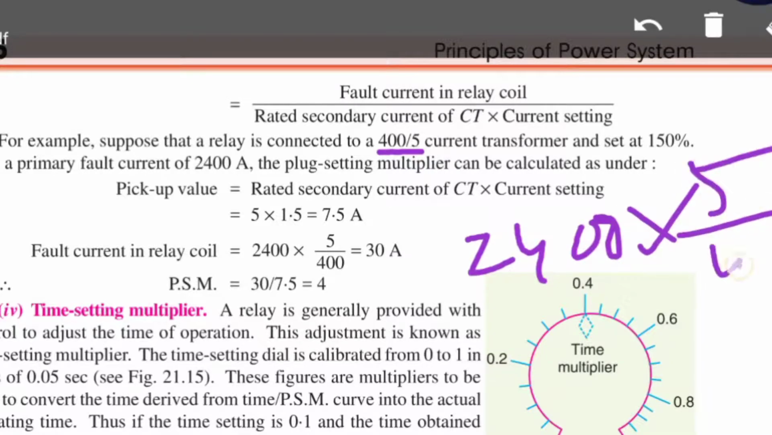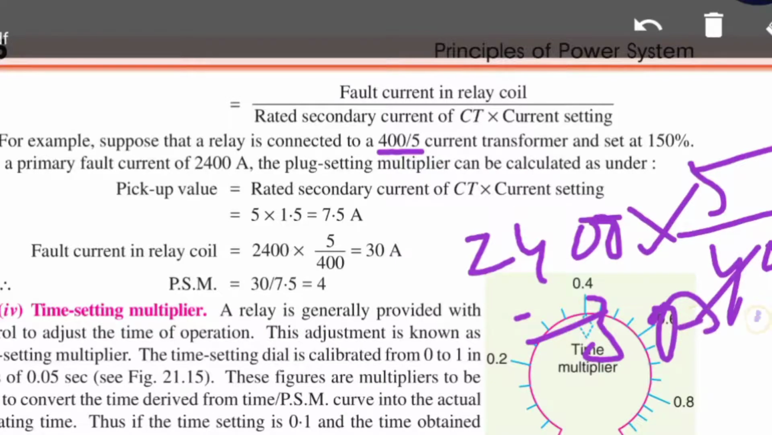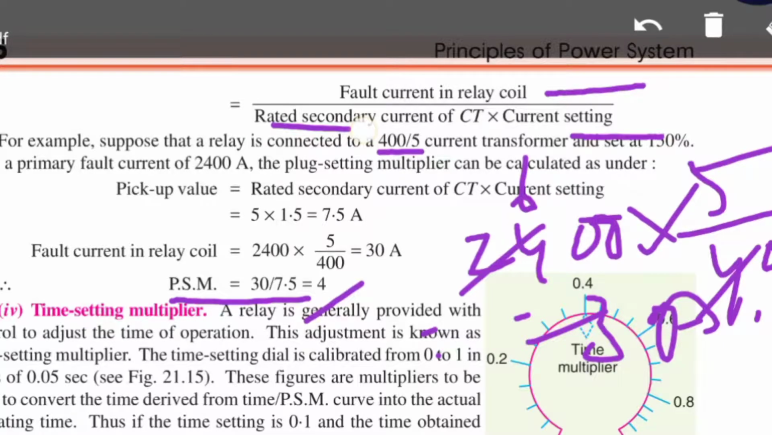That gives 30 amperes. Four ones are 4, 6 fives are 30 amperes. Therefore plug setting multiplier is given by fault current in relay coil divided by pickup current. Pickup value we already calculated as 7.5, using the pickup value formula we discussed previously. Therefore PSM equals 30 by 7.5, that is 4. There is no unit for plug setting multiplier. PSM equals fault current in relay coil to pickup value. Therefore the plug setting multiplier is 4.